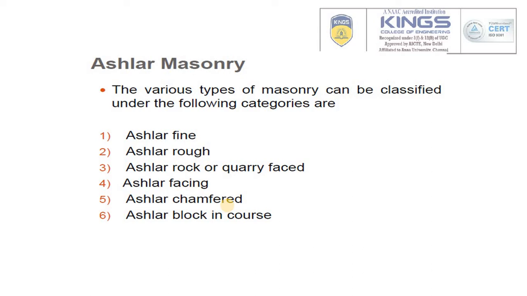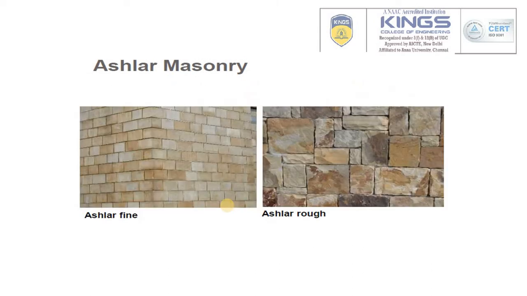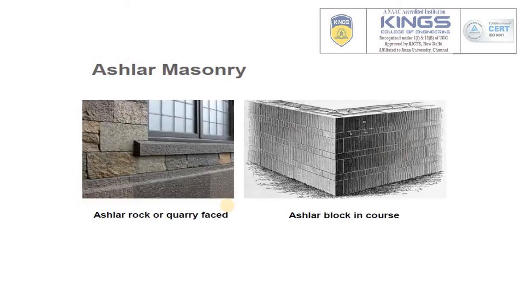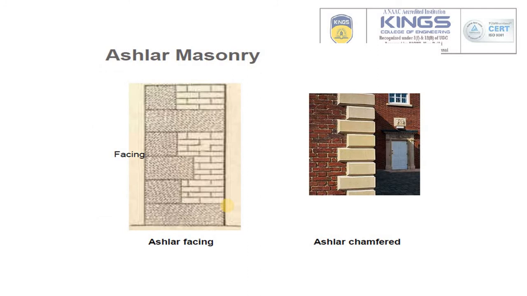Some of the important types will be discussed here. This is ashlar fine and ashlar rough. The pattern may be rough, but at the same time the stones look like bricks. So this is called ashlar masonry, and these are the types. And then ashlar rock or quarry faced. And this is an example of ashlar block in course. After that, ashlar facing. Ashlar facing is nothing but a big pattern with a smaller pattern.